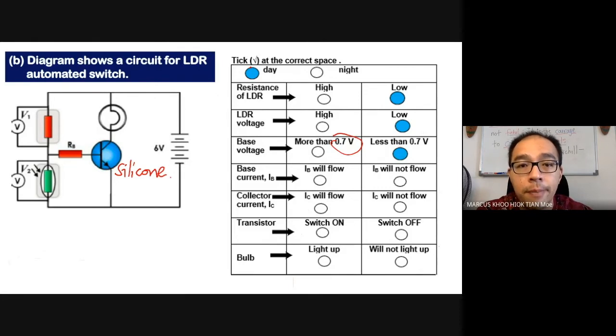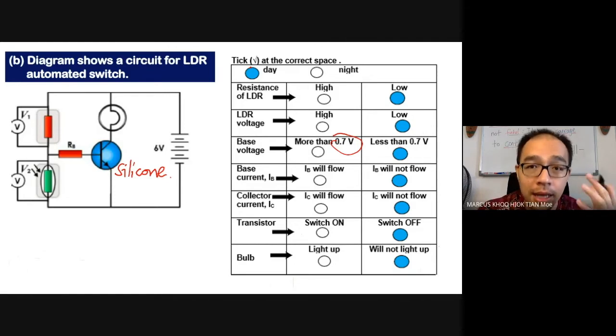Okay, base current, will it flow or will it not flow? Of course, it will not flow lah, because the base voltage is less than 0.7. And so if the base current does not flow, IC does not flow. If there is no collector current, transistor switch on or switch off? Switch off. Okay, and if the transistor switch off, the bulb will not light up.